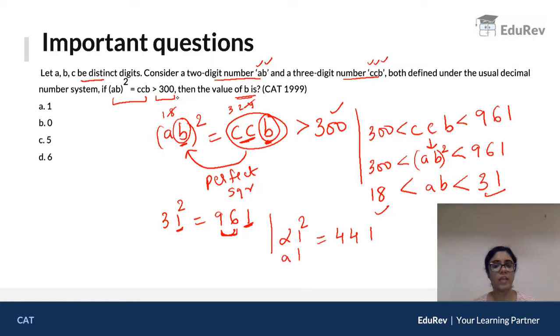So this is your AB and this is your CCB. B का value is 1. यहाँ पे भी B का value is 1. CC has to get repeated, which is 4, and A becomes 2. ठीक है, A becomes 2. Now the question was, what is the value of B? My value of B is 1, so option A is your right answer.